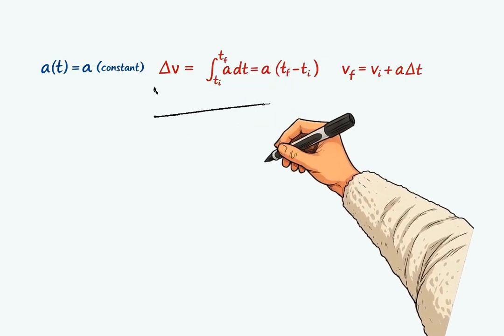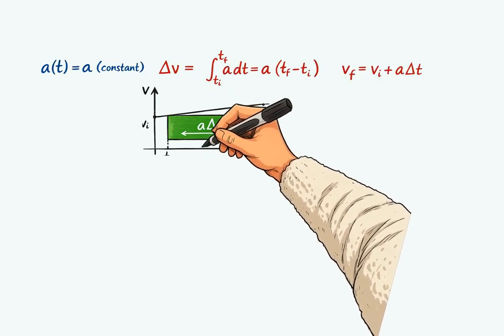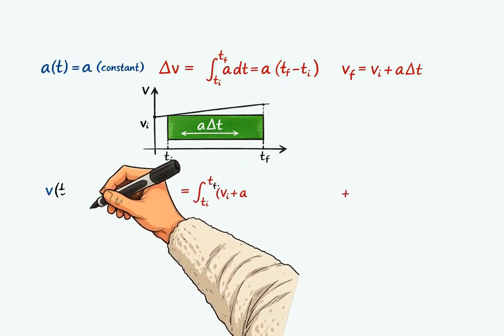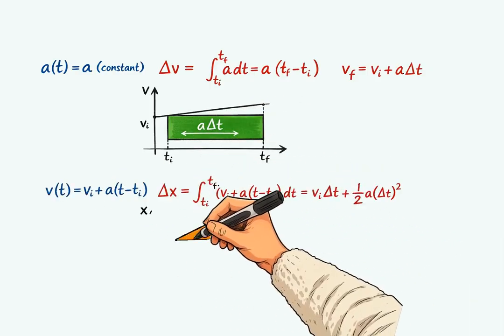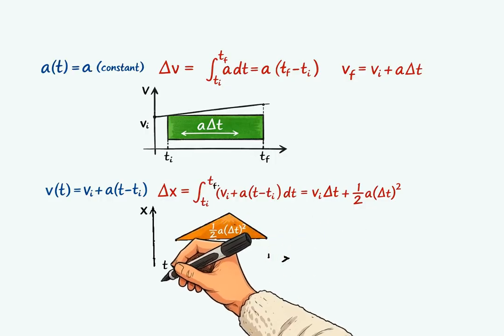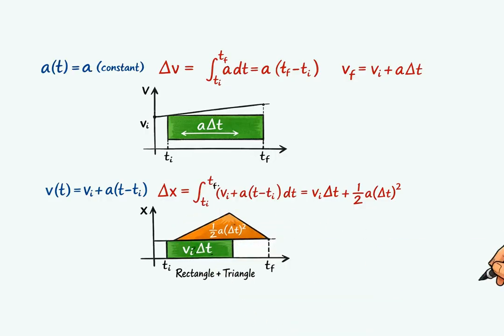It also helps to see that the familiar constant acceleration equations are just special cases of these integrals. If a of t equals a is constant, then delta v equals the integral from t sub i to t sub f of a dt, which equals a times (t sub f minus t sub i), which is the usual v sub f equals v sub i plus a delta t.